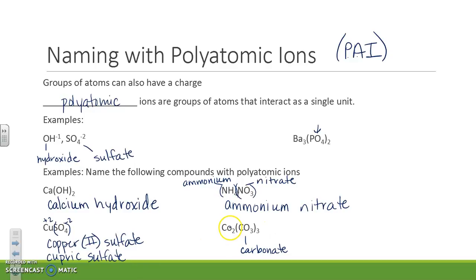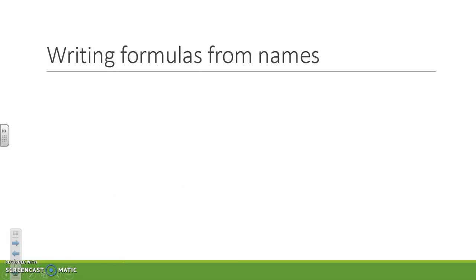All right, and then for this one, carbonate always has a -2, and cobalt has a +3. How did I figure that out? Well, I took my subscripts and I crossed them up. All right, so it's going to be cobalt 3 carbonate. And again, if you're kind of iffy on this, don't worry, we're going to practice more when you get to class, okay? All right, writing formulas from names.